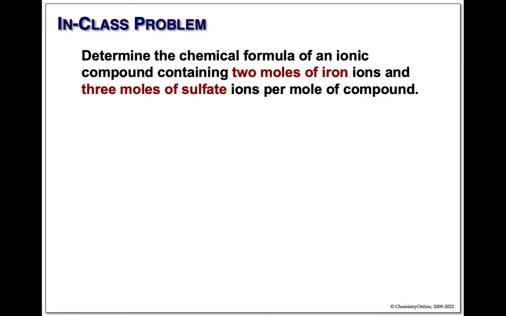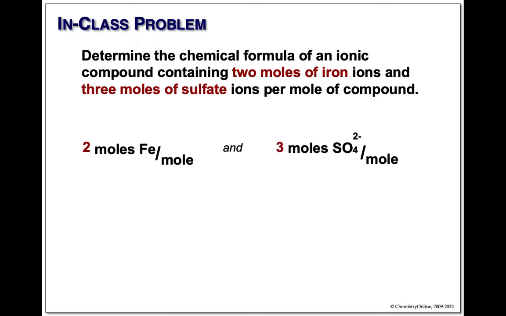All right, we have something with 2 moles of iron, 3 moles of sulfate. What is it? Again, we're simply talking about the subscripts here. 2 moles of iron, 3 moles of sulfate. Here's what we're dealing with. We need a 2 here, and we need a 3 here.